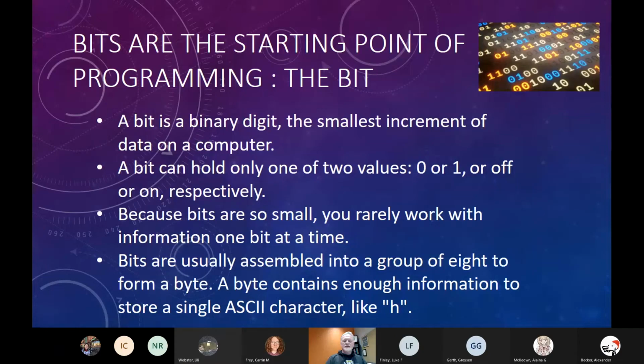Everybody pronounces that as ASCII. To store a single ASCII character like H, or D, anything, or a question mark, it takes 8 bits or 1 byte.